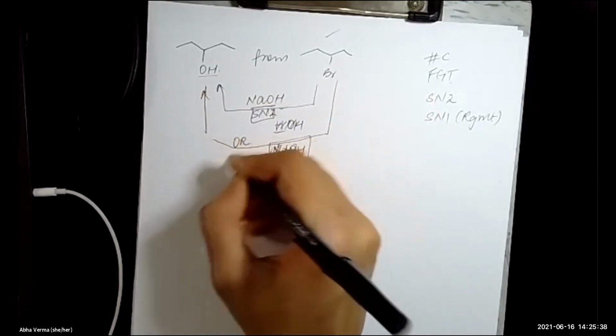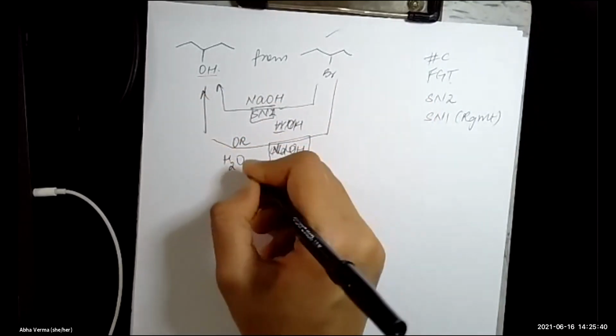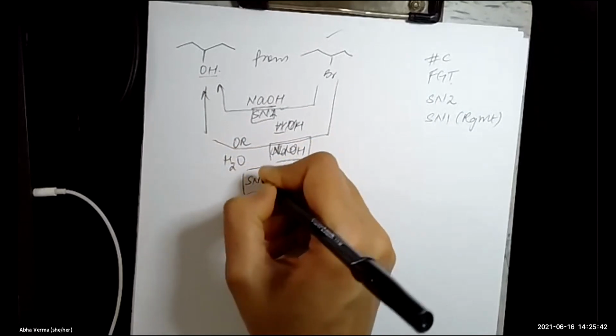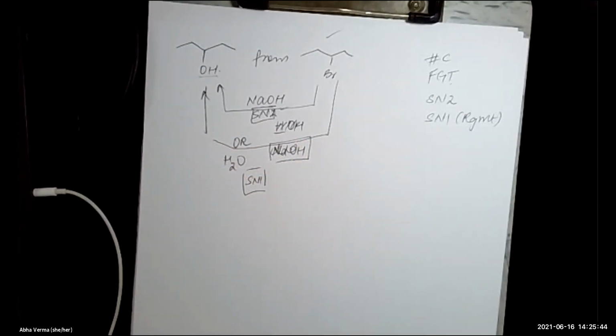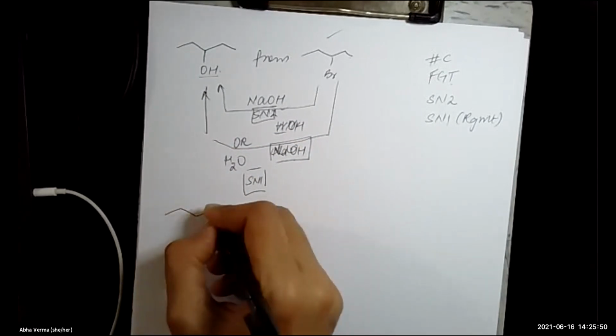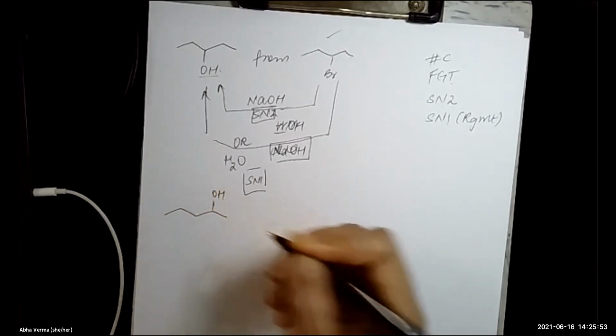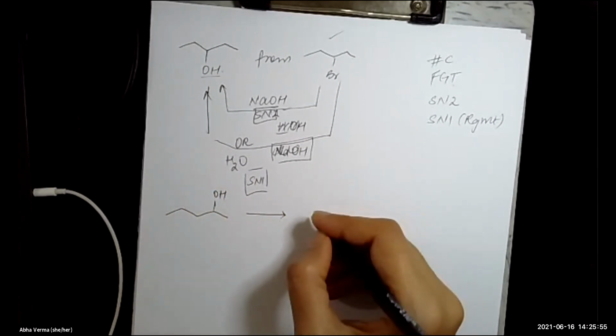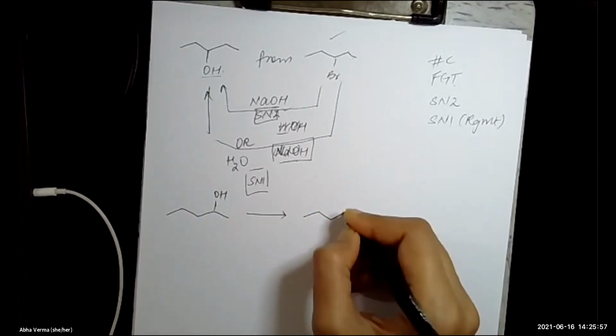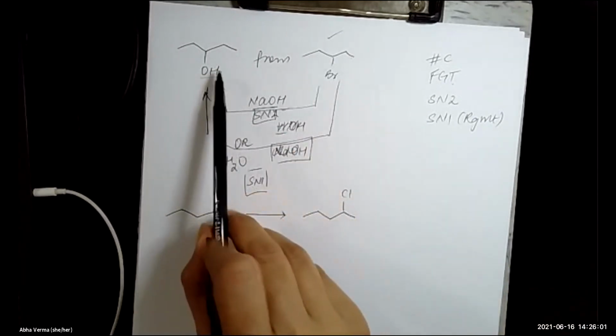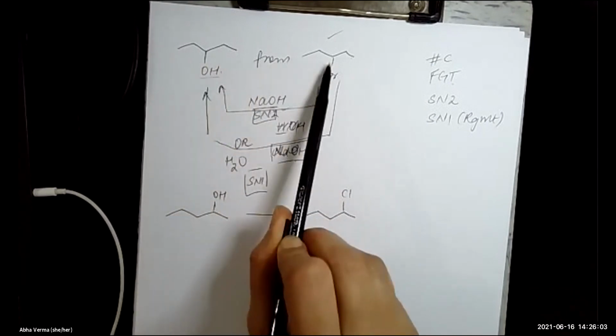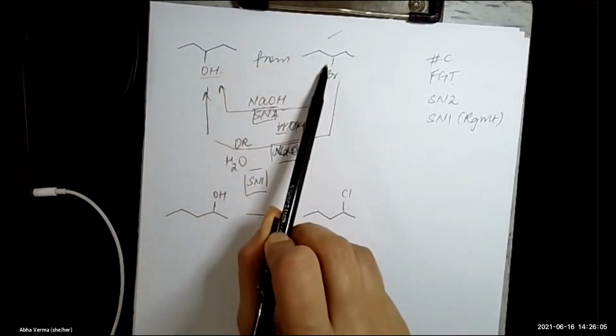or H2O, which will be via your SN1 mechanism. Okay. So you want to make this into this. So read your question carefully. What is being asked? Do you want to go from this to this, or this from this?